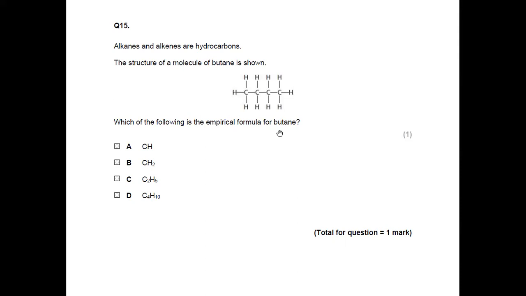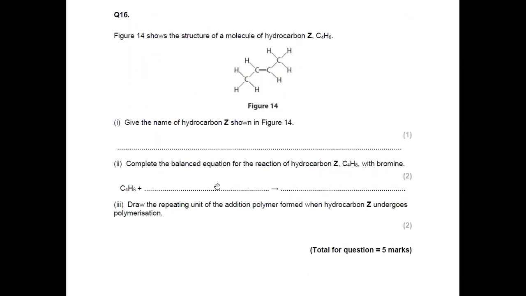Is it C4H10? No. C2H5. It's the simplest ratio, because C4H10 is the molecular formula, and it's divisible by 2. So you can simplify it to C2H5.